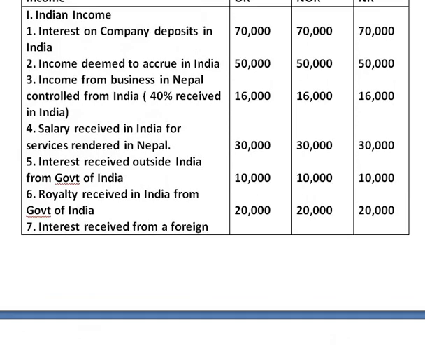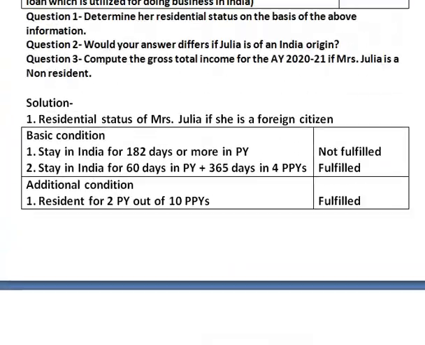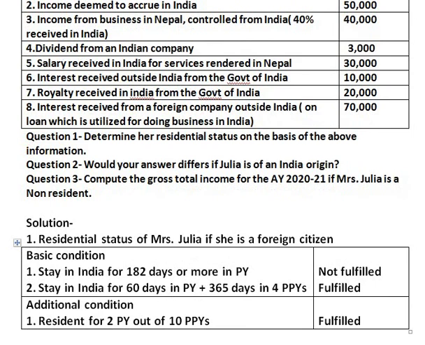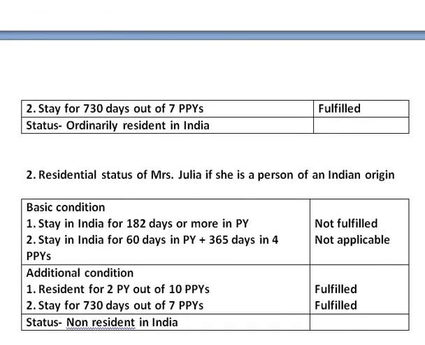You are given a question which is a case study and you are asked three different questions. One is determine the residential status on the basis of above information. That means if Mrs. Julia is a foreign citizen and by considering the given above information, we find that she is ordinarily resident in India.